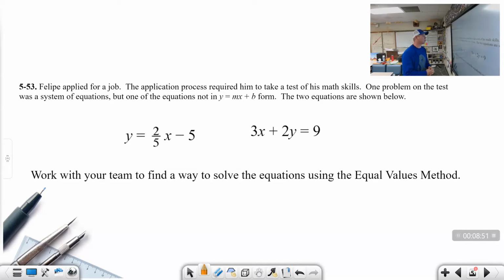5-53. Felipe applied for a job. The application process required him to take a test of his math skills. I like this occupation. One problem on the test was a system of equations, but one of the equations was not in y equals mx plus b form. The two equations are shown below. Okay, so I have one workable, one not workable.